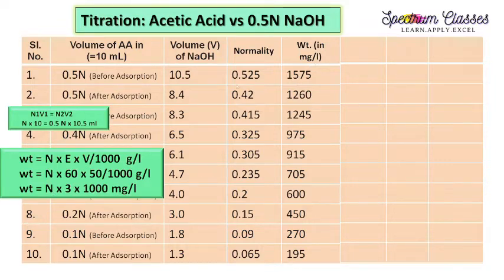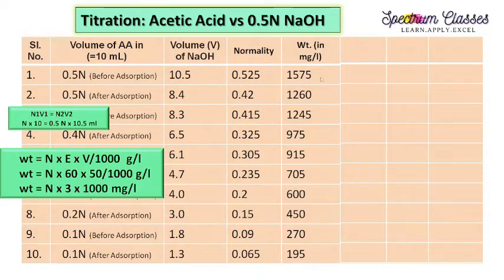So in this manner we have calculated. Say this is the normality, into 3. So multiply it by 3. 5 3s are 15. So roughly you can get the value. 4 3s are 12. So you can get the value into 1000. So this is how you can calculate the weight of acetic acid adsorbed corresponding to this normality, right?